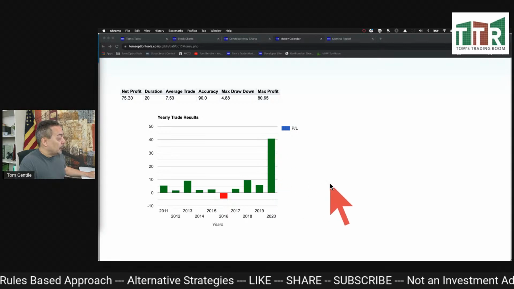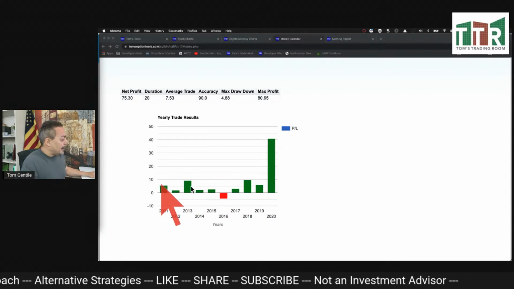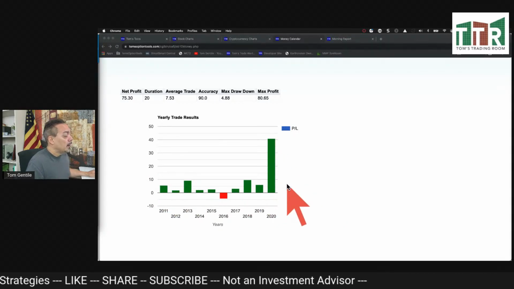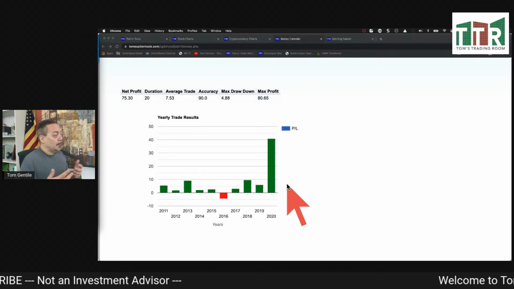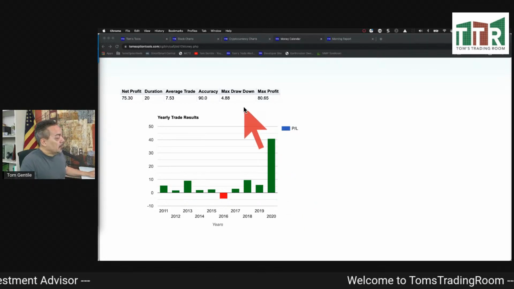That's why the 40 points. But I still think you've got that 10-point potential move there that could happen this year. So you take a look at Salesforce as a potential move to the high side. Look at this drawdown.